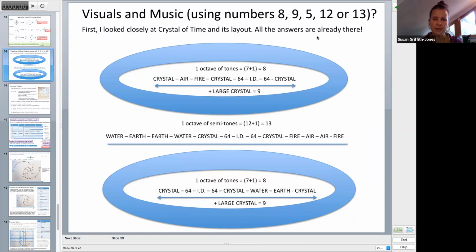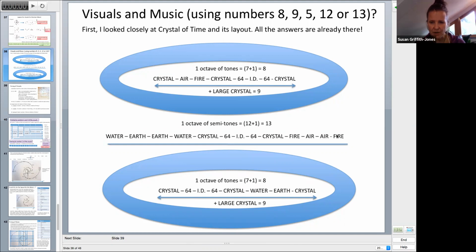into the movie. So here we have 1 octave of tones, which is 8. There's 8 sections here, plus the larger crystal creating the 9th that encompasses the whole of it. Then we've got 1 octave of semitones, which is 12, plus 1, 13, which comes round to the original. Again, in the indestructible drop, we've got the 12 circles inside one larger circle.